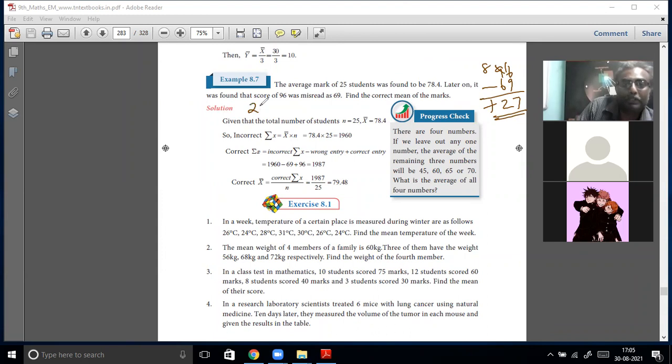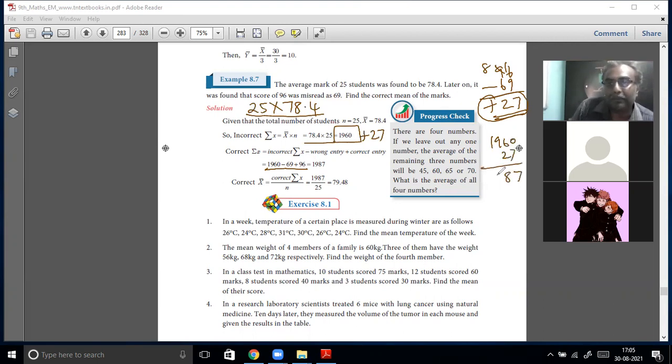That means original is 25 into 78.4. You have to find that. 25 into 78.4 is 1960. Multiply. From that, you have to add 27 now, because instead of putting 96, they added 69. So now you have to add 96 means you have to add plus 27. Whether you do directly or whether you put 1960 plus 27, it will come to the same thing, 1987.